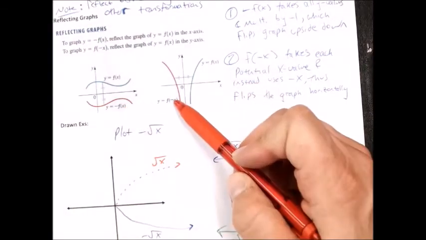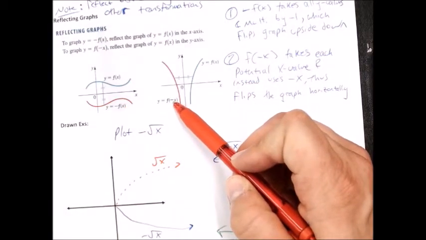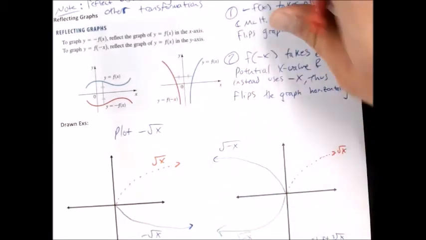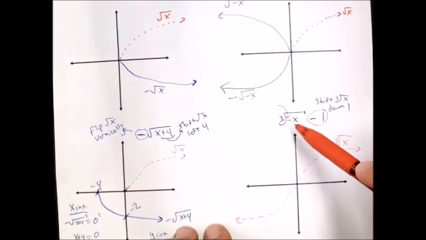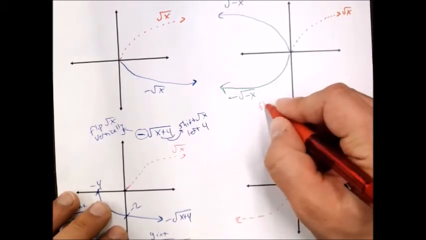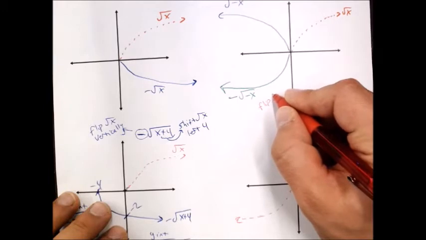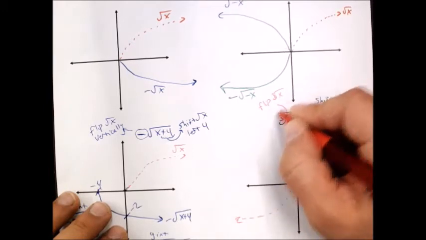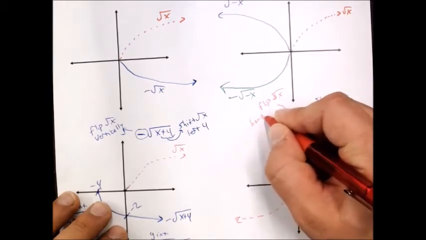Yeah, that's what this property is right here. See how the x is being negated inside of the function? So that's this situation where the x is inside there. And so this is going to flip the cube root horizontally instead of vertically.